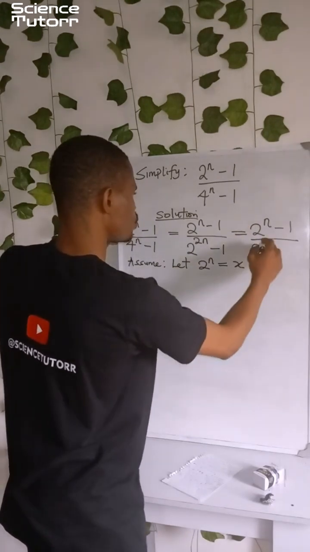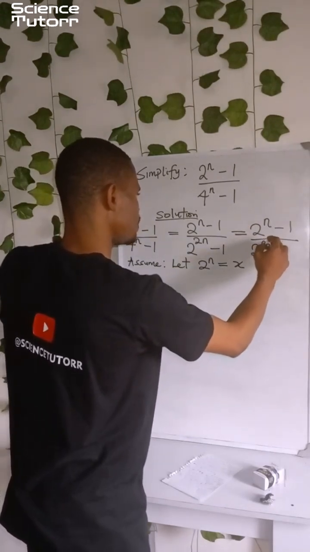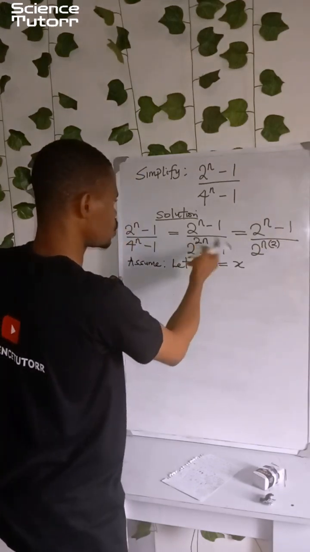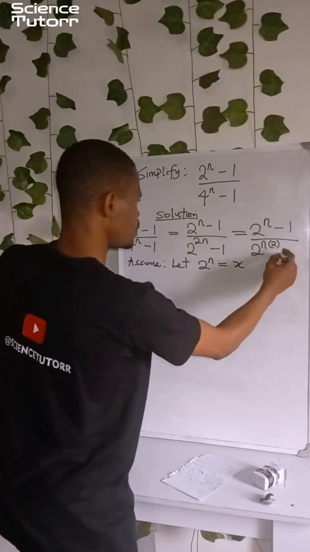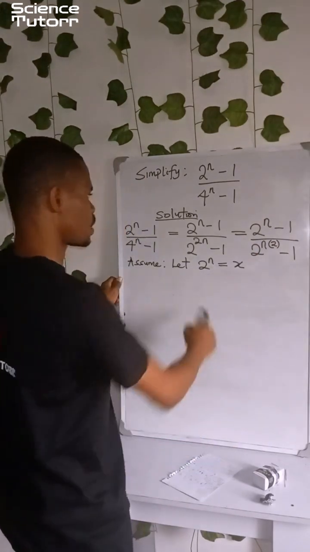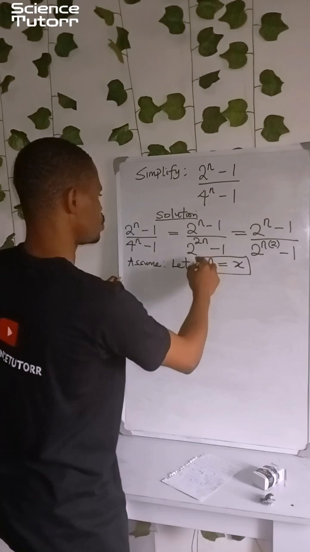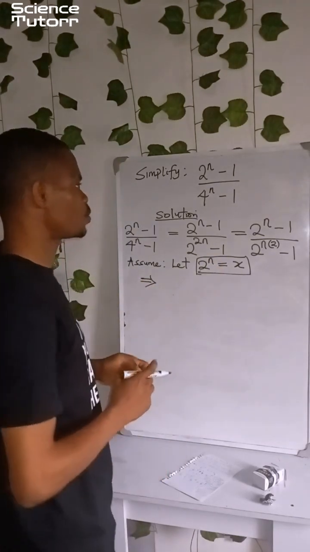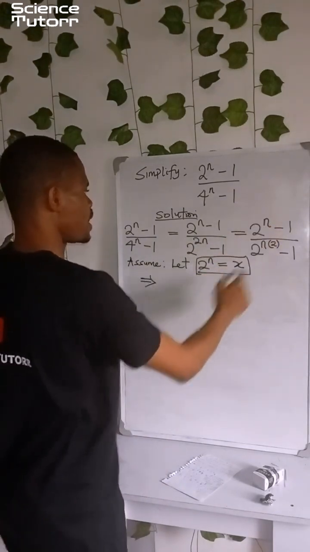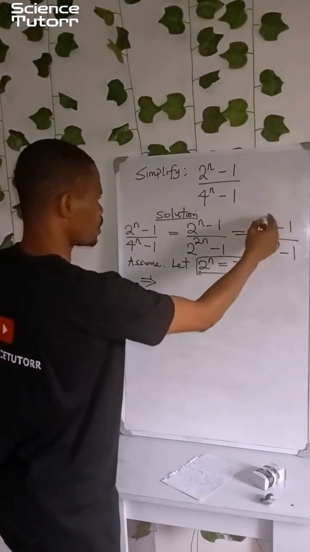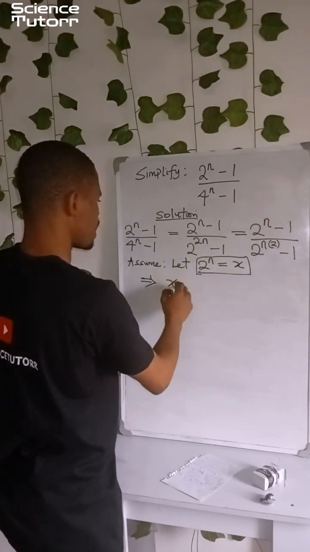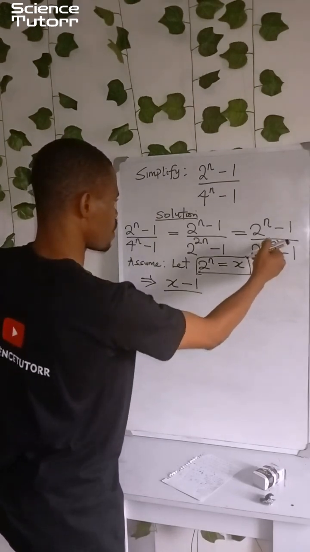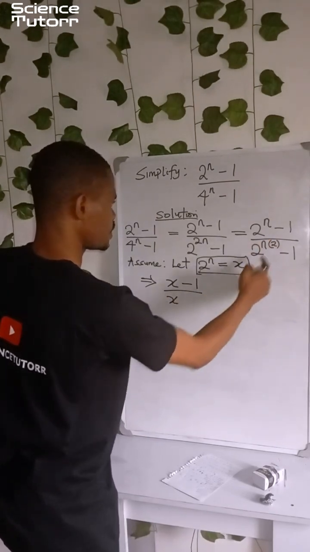So it's going to be 2 raised to power n. I'm bringing out the 2 outside, so the 2 is coming out while the n is coming in, still minus 1, so that this condition can hold. So what it simply means, after making my assumption, in place of 2 raised to power n, I'm using x. So in place of this, I'm using x. That makes x minus 1 all over 2 raised to power n, which is also x.